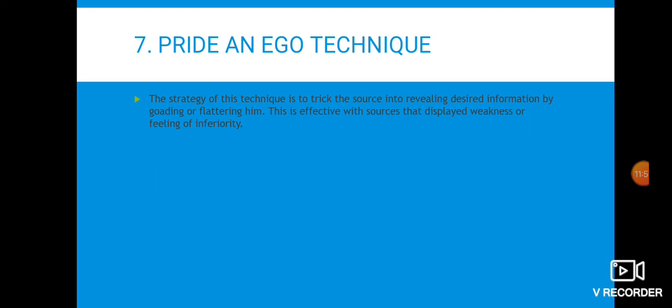Next is the pride and ego technique. The strategy of this technique is to trick the source into revealing desired information by goading or flattering him. This is effective with sources that display weakness or feelings of inferiority.